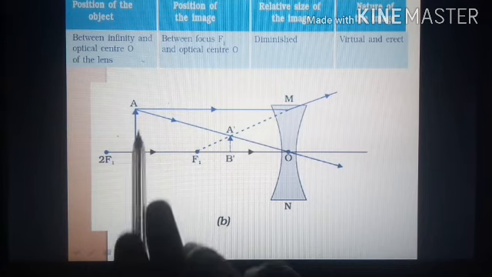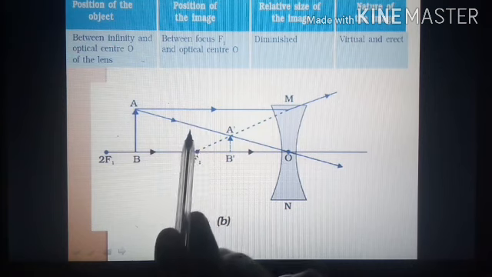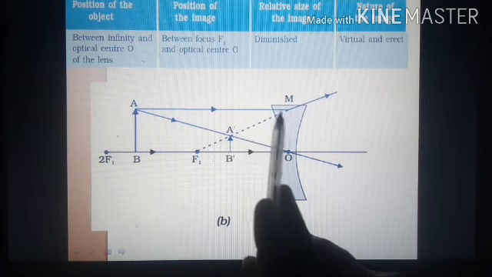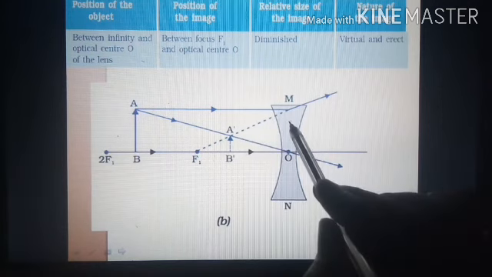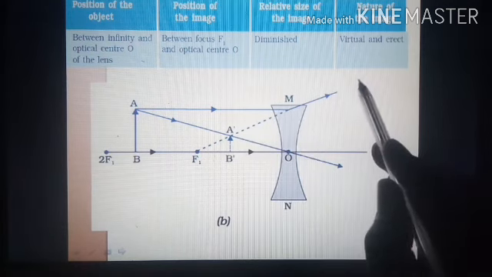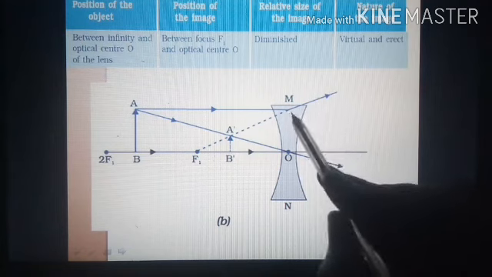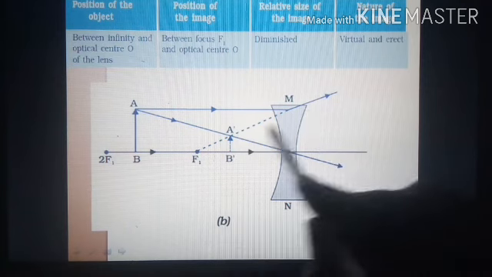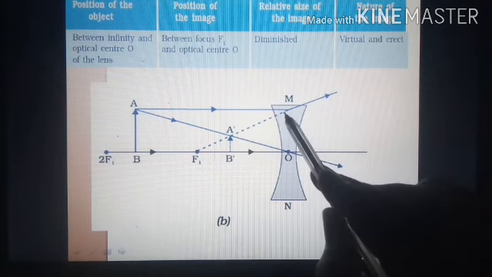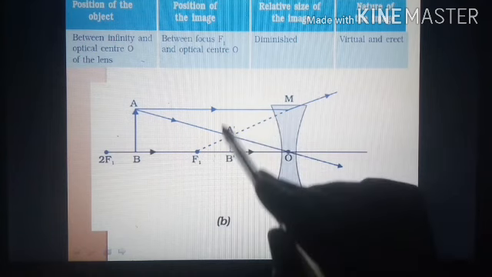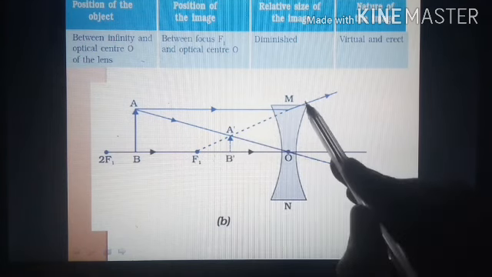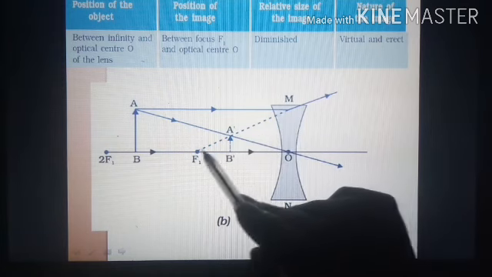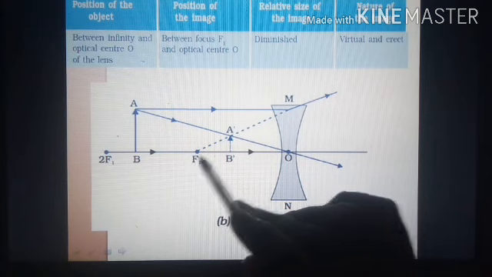So AB is the object. In order to find the image we have to take two rays. The first ray is parallel to the axis, the parallel ray. After refraction, we know that in the case of a concave lens it diverges in this direction. To draw the diverged, emergent ray, you just start from the focus. The parallel ray in the case of a concave lens appears to diverge from the focus. So extend this line, and it will meet at the focus. So this is the first ray.